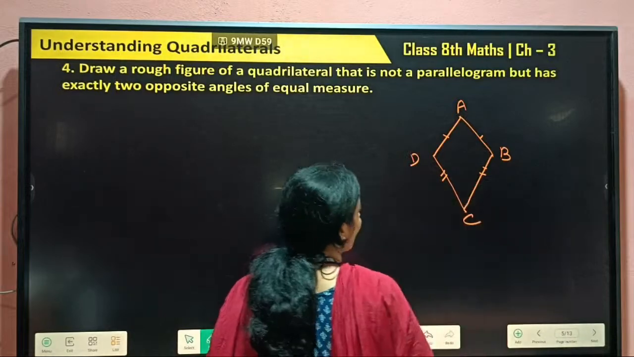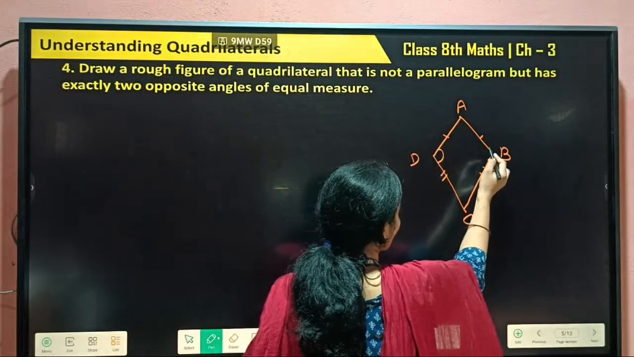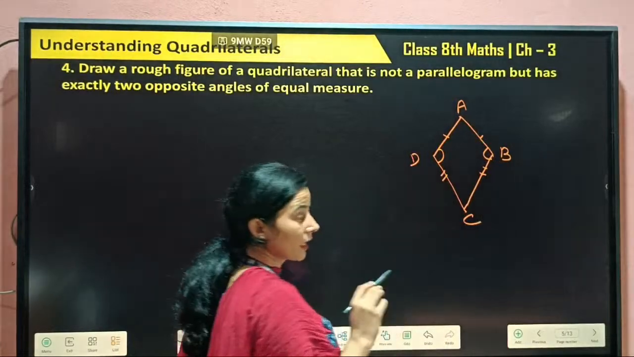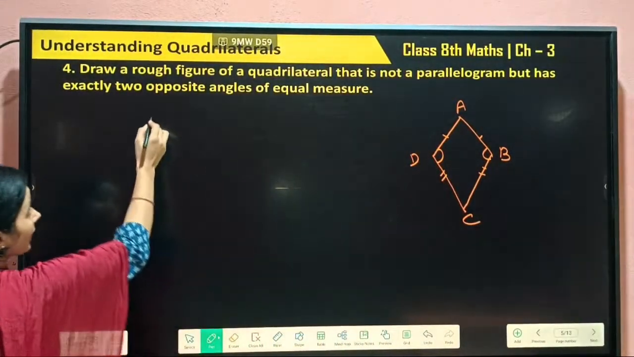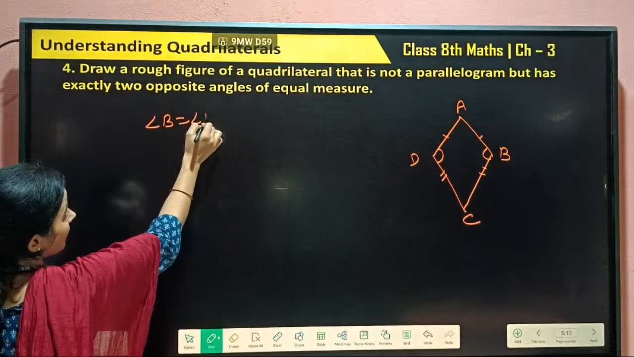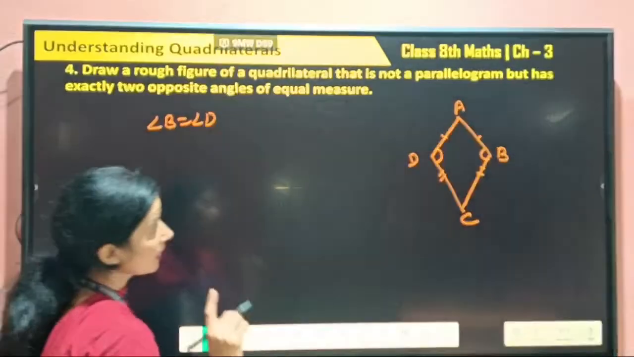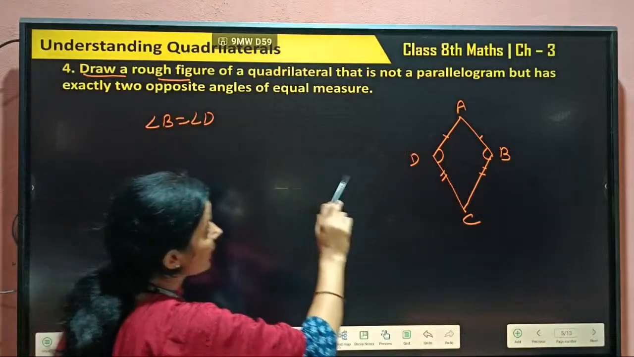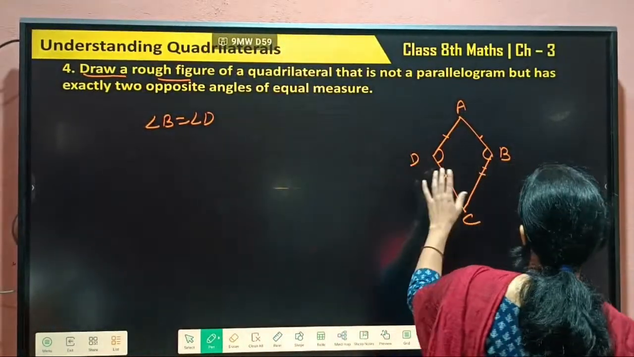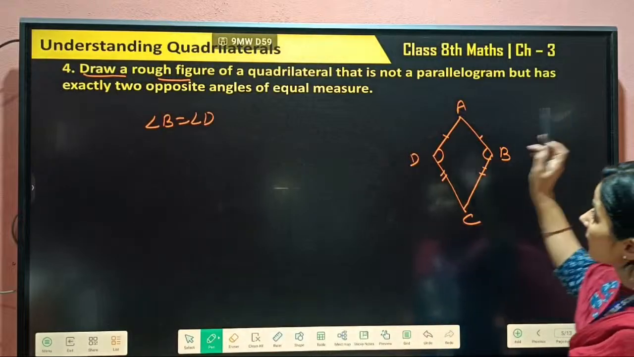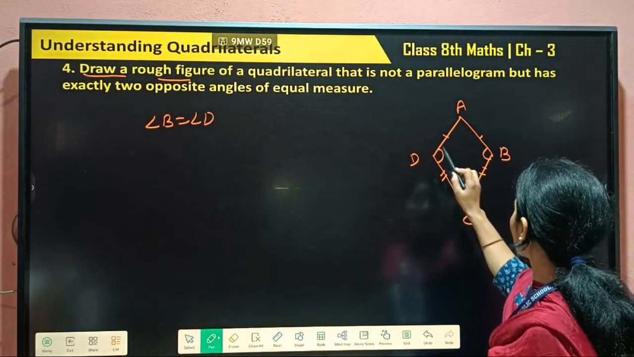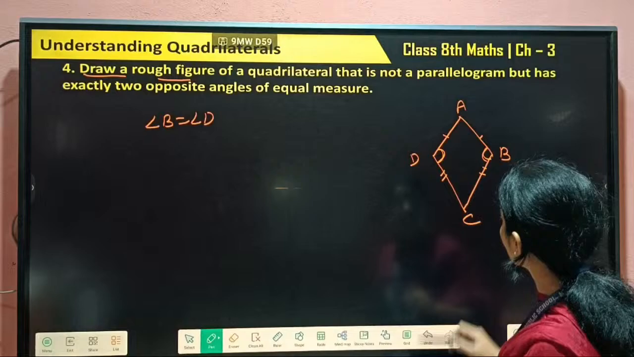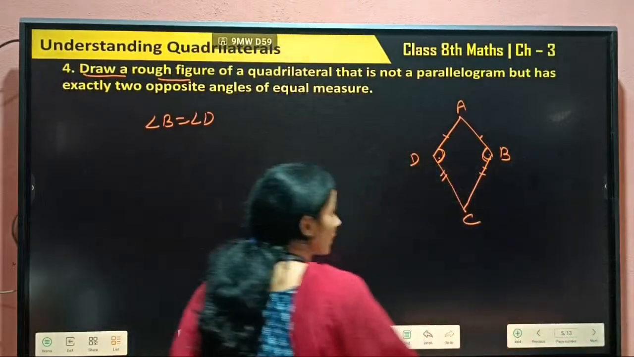In this quadrilateral, one pair of opposite angles are equal. Angle B is equal to angle D, but angle A is not equal to angle C. So, draw a rough figure of a quadrilateral that is not a parallelogram. This ABCD is not a parallelogram, but has exactly two opposite angles of equal measure.